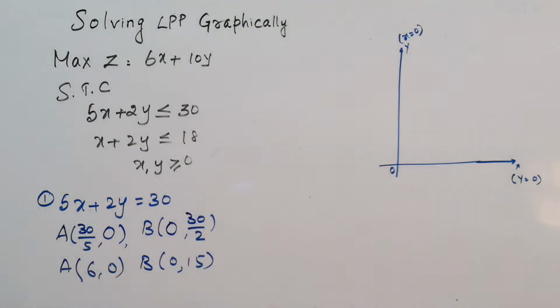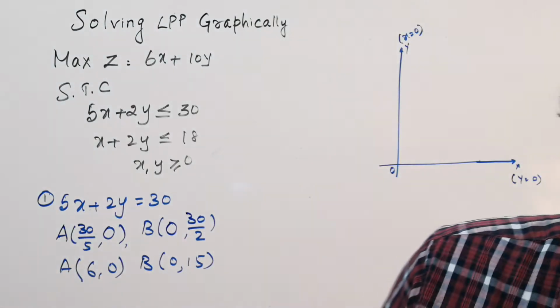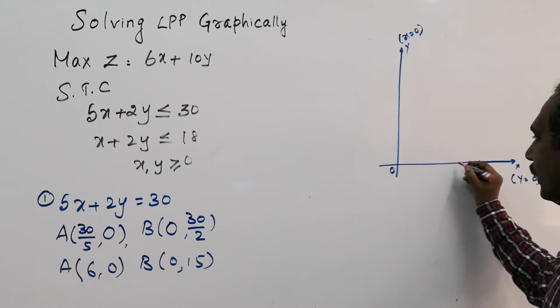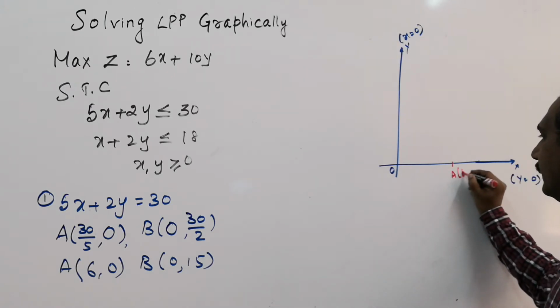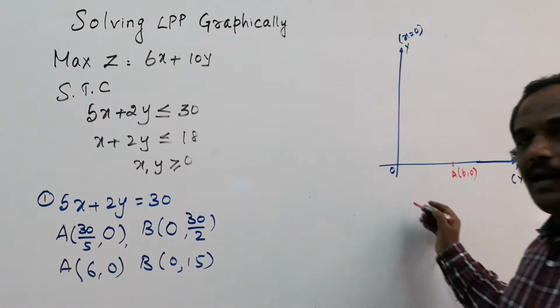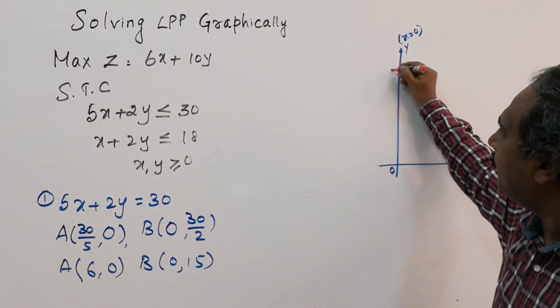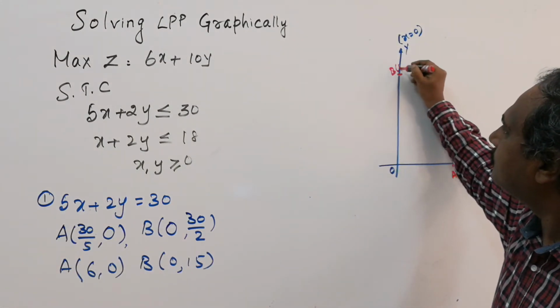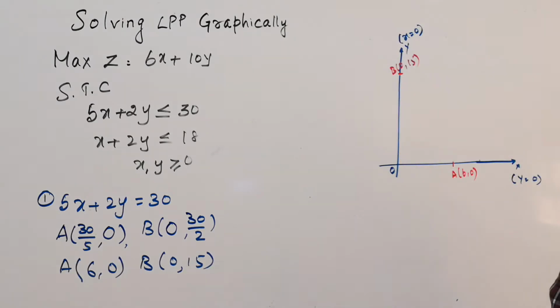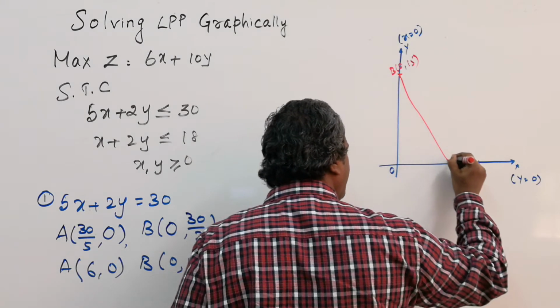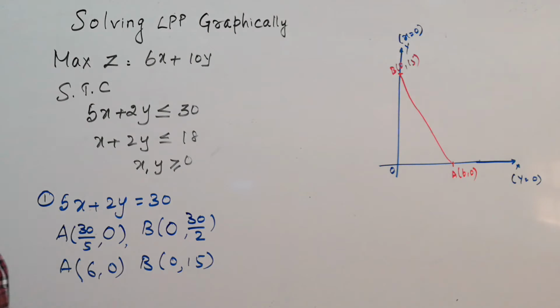So roughly I am going to draw the diagram. You know that very well, 6, 0 will be on the x-axis, isn't it? So I am going to take the point somewhere here. This is 6, 0. And the next point will be 0, 15, somewhere here. I am going to join these 2 points by a straight line. Now we got the straight line for the first equation.